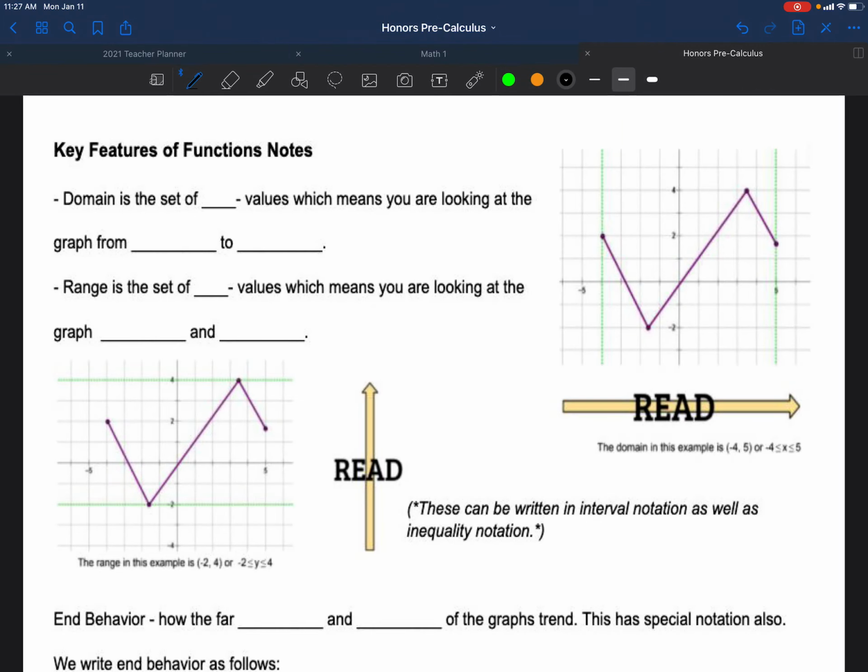For today's lesson, we're going to be talking about key features of functions. We're going to have this split up into two parts. For today, we're going to be talking about domain, range, end behavior, and intercepts.